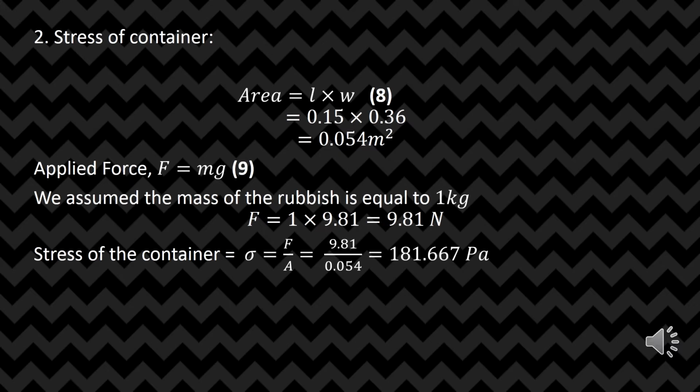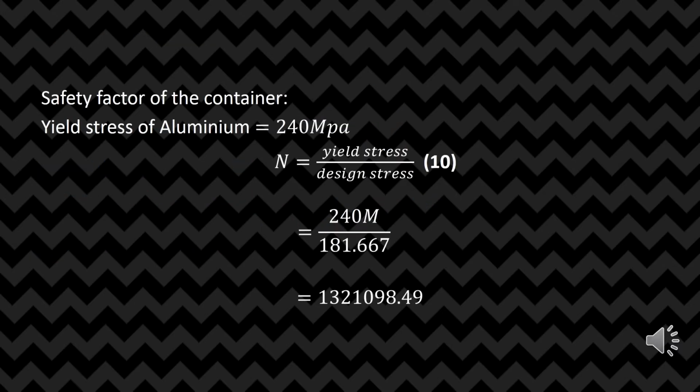Next, we need to calculate the stress on the container. Firstly, we assume that the mass of rubbish is equal to 1 kilogram. By using the stress formula, stress is equal to force over area, we get that the stress is equal to 181.667 Pascal. From the results, we know that the yield strength of aluminium is 240 megapascal. Now, we can calculate the safety factor again by using the same safety factor formula.